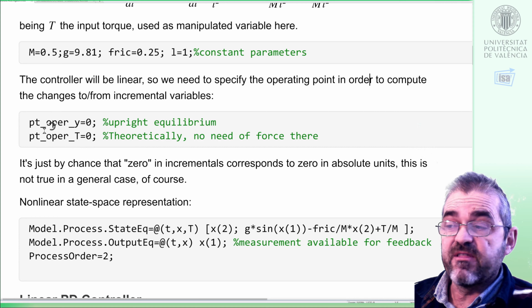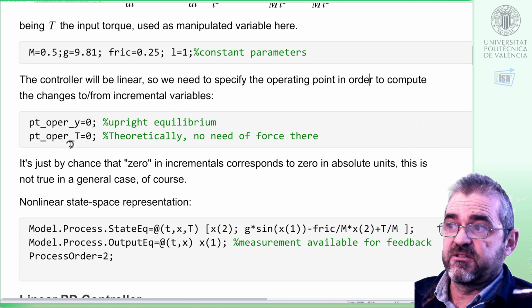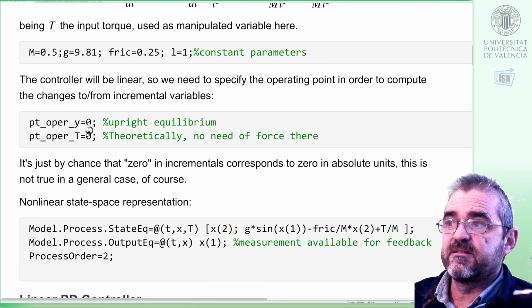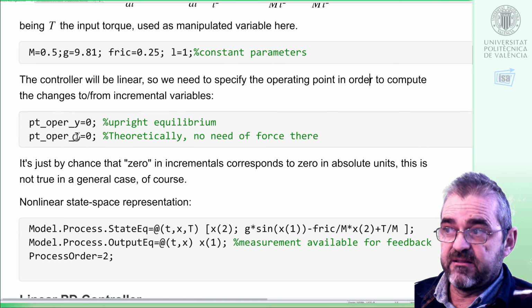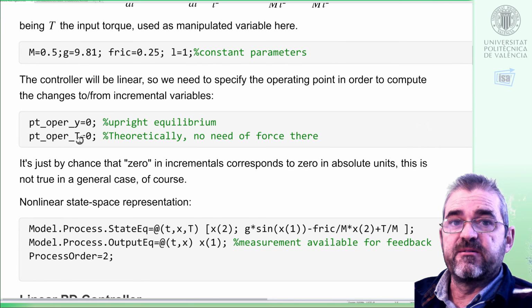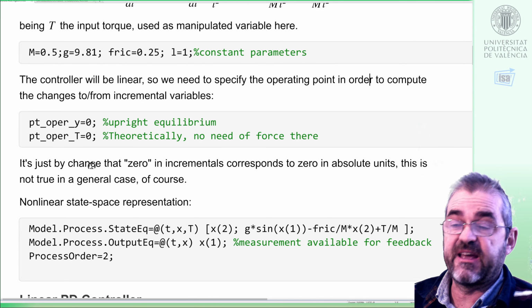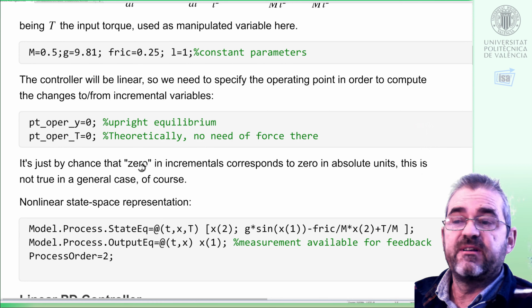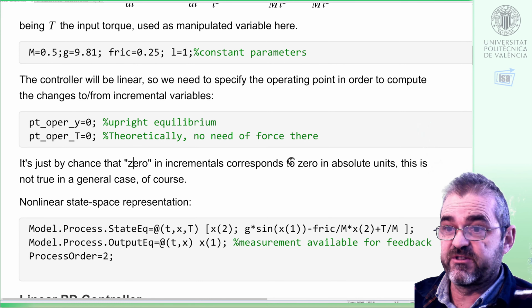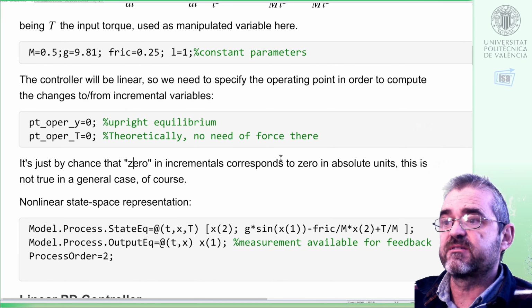However, I leave them there intentionally because in a generic case, these variables are indeed needed, so the code later on will be closer to what a controller for a nonlinear process will need. But here, just by chance, let's say that 0 in incremental coordinates corresponds to 0 in our absolute units.